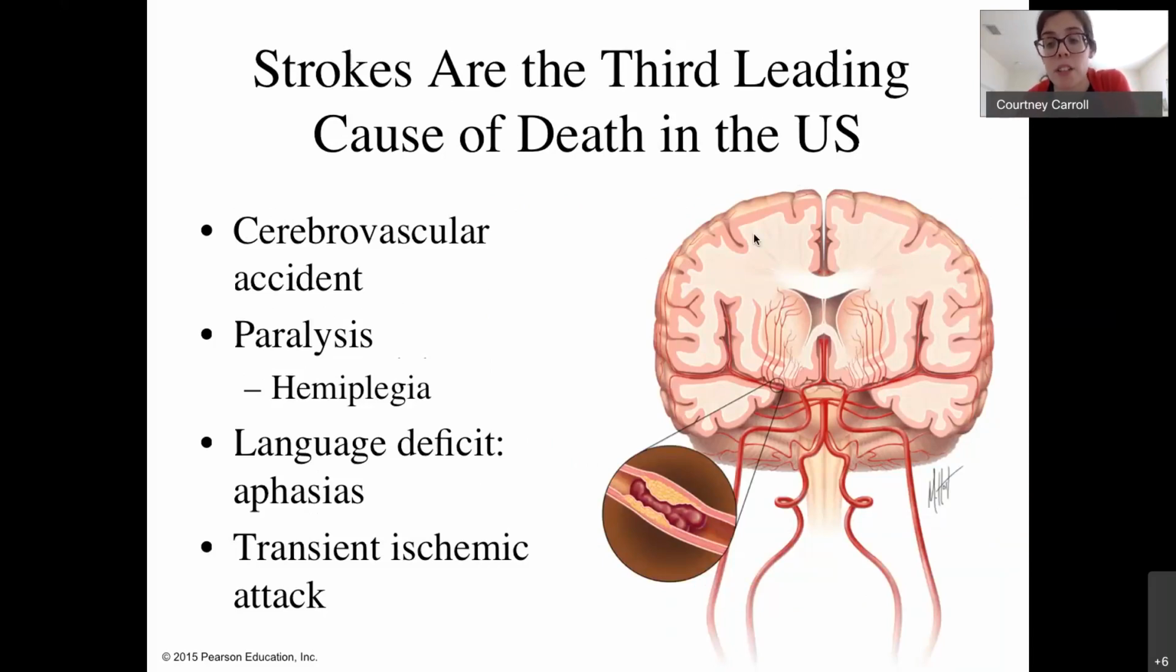And again, it depends on your dominant side. So if you are right-handed, the left side of your brain will control the motor function on the right side of your body, and the right side of your brain will control the motor function on the left side of your body. So depending on where the stroke is, that will determine the motor deficit that you have. You also have language deficits. Again, we call those aphasias. Those will vary depending on where it is. And this is all caused by what we call a transient ischemic attack.